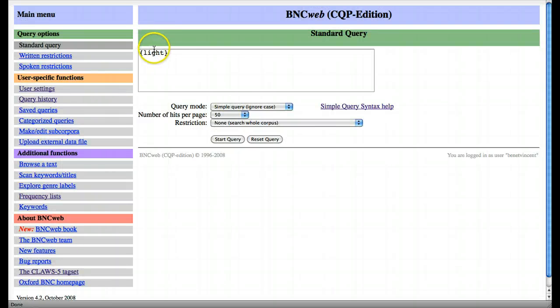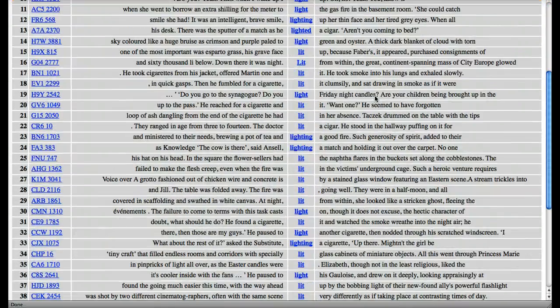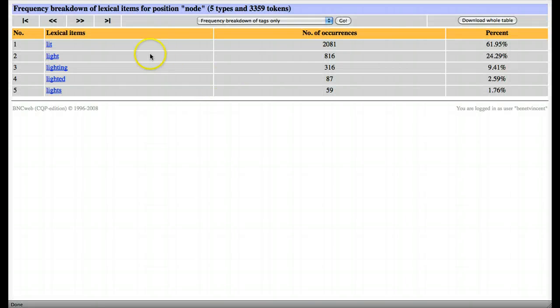So let's say we weren't so interested in all the forms of this lemma, we were more interested in looking for it as a verb. We can do this. Now we've just got the different forms of the verb light, and if we look at the frequency breakdown, the results might be quite revealing too. In this case, lit is the most frequent by quite a long way, and light is much further down.